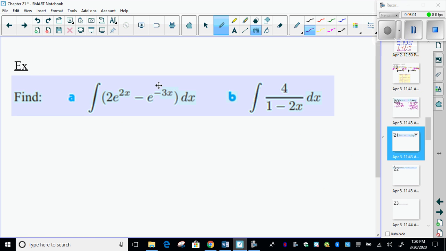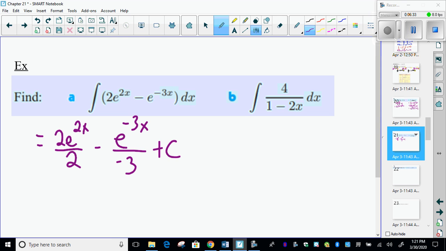Next one. Now we have some e to the x, or e to the f of x's. So for the first one, anti-differentiating, the first one would be 2e to the 2x, but then I'd multiply by that exponent, so I have to divide by it, minus e to the negative 3x. I'd have to take the derivative of that, so therefore I have to divide by that negative 3, plus c, and then of course simplify that.